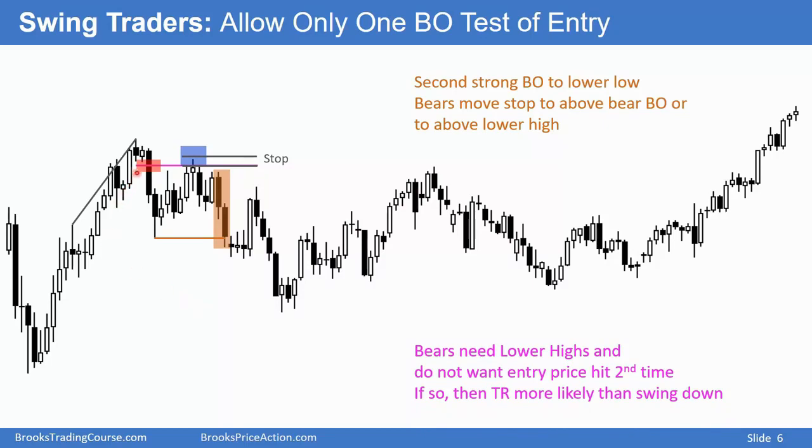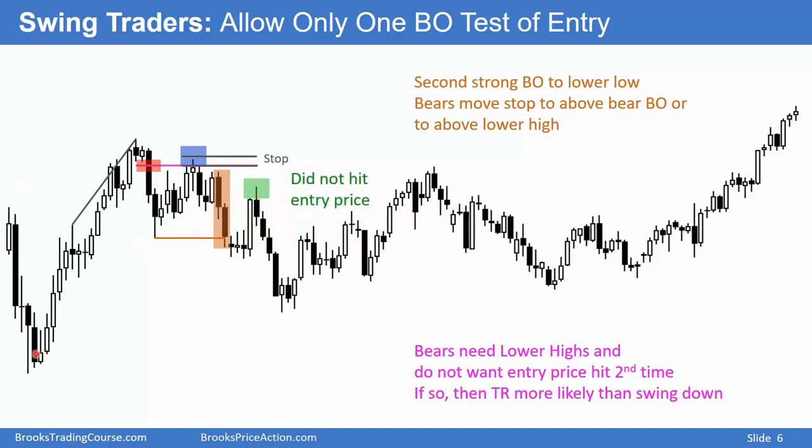Remember, a bear trend needs lower lows and lower highs. Lower highs are more important because bears exit if the market goes above a major lower high. If it goes above a major lower high, then they think the bear trend has ended and the market has either evolved into a trading range or possibly even reversed into a bull trend.